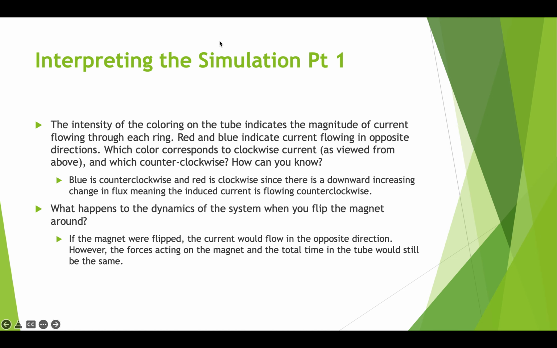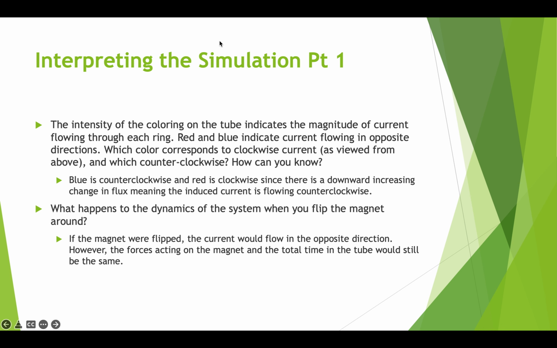Interpreting the simulation, first part, the intensity of the coloring on the tube indicates the magnitude of current flowing through each ring, which color corresponds of red and blue to clockwise or counterclockwise current. How can we know? Blue is counterclockwise, red is clockwise, and this is since there's a downward increasing change in flux, meaning that the induced current is flowing counterclockwise. As we can see on the tube model, it had blue on it.